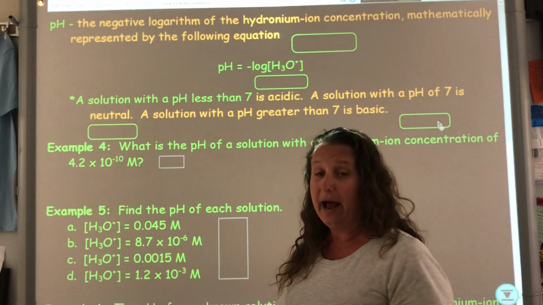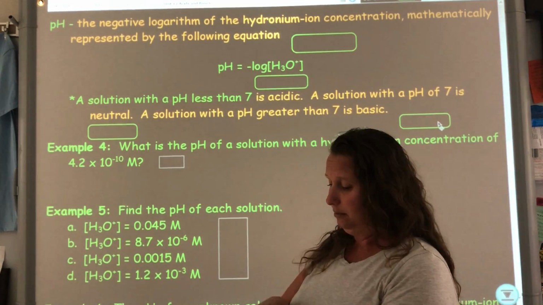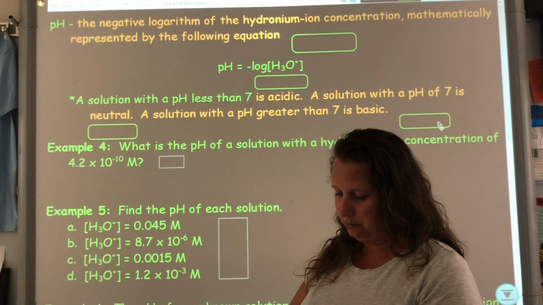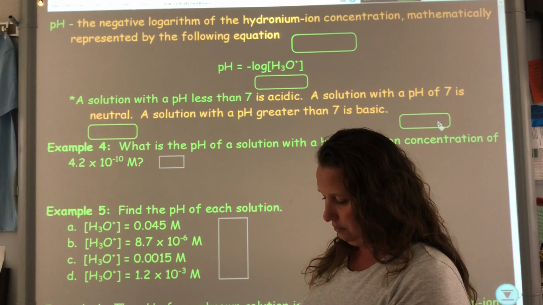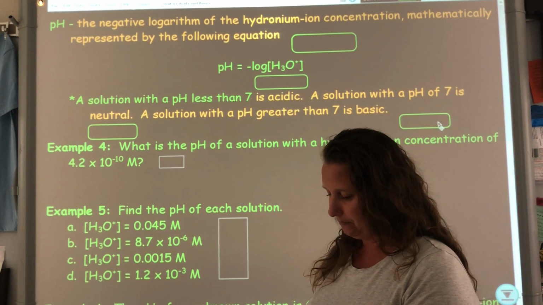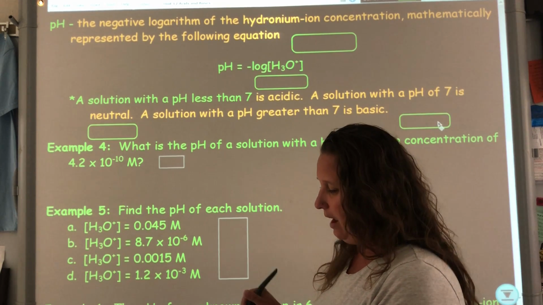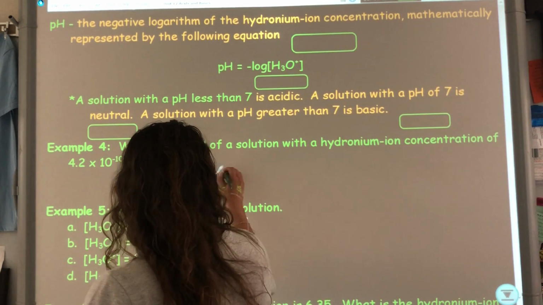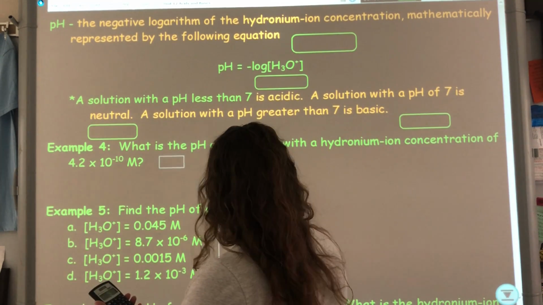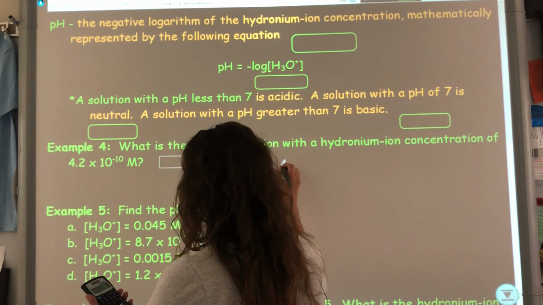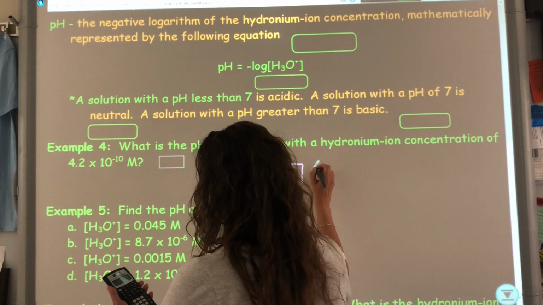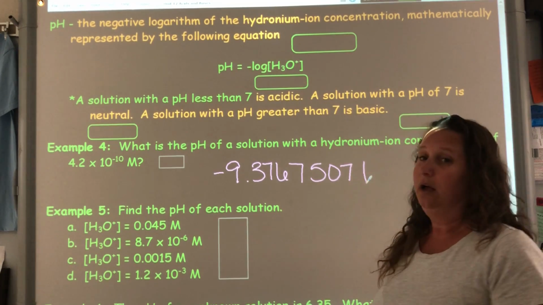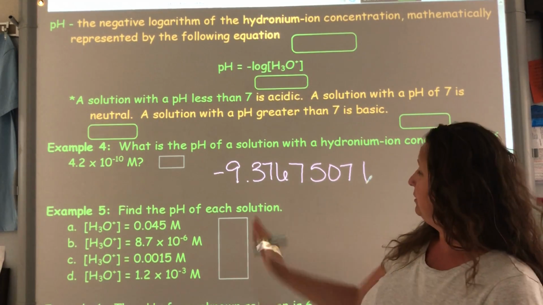Honestly, I can't remember which one mine is, so I'm just going to give it a try. Mine looks like I actually type in the log button, and now I'm simply going to put in 4.2 times 10 to the minus 10th. And that will give me negative 9.37675071.